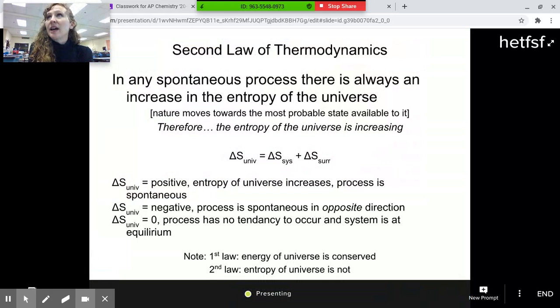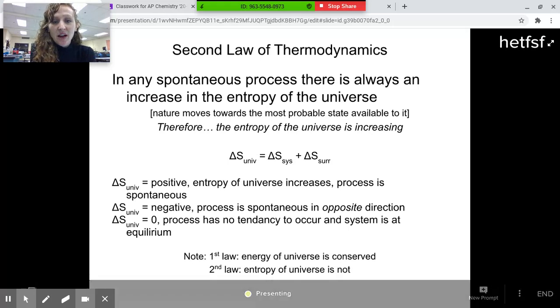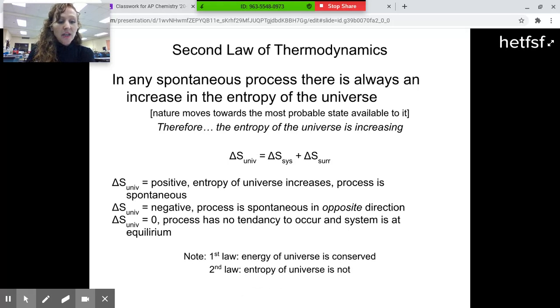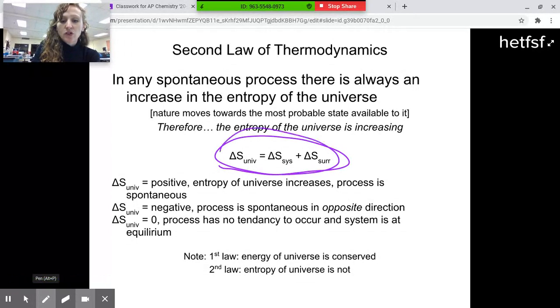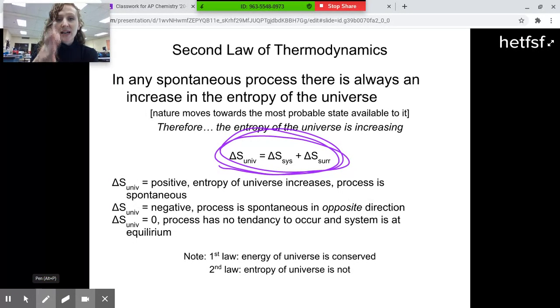Okay, and then we're getting to the second law of thermodynamics. And so here is where we start to look at the 3 different types of entropy. And we're going to break down the definition according to the 3. So that is tonight's video.